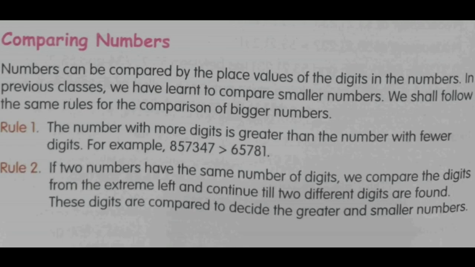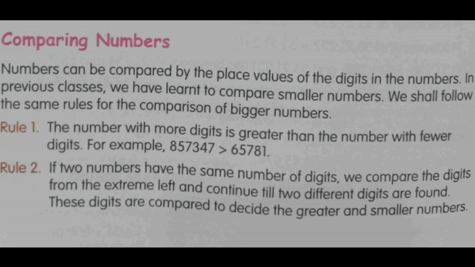So only by looking at the number of digits we can say that 857347 will be greater. The rule 2 states that if two numbers have the same number of digits, we compare the digits from the extreme left and continue till two different digits are found. These digits are compared to decide the greater and smaller.